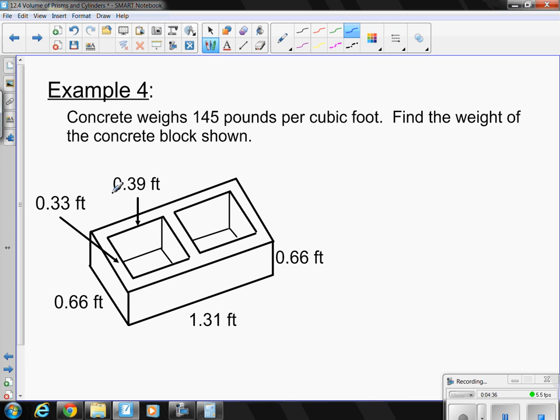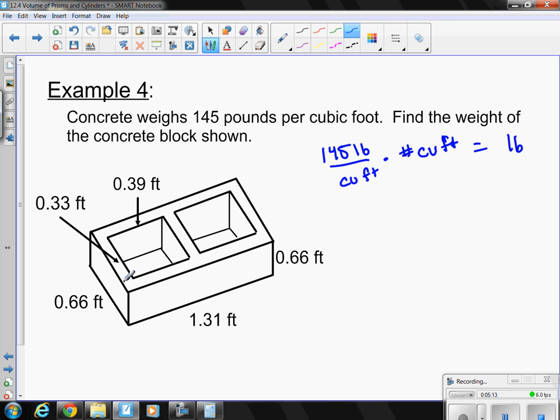The last example, we want to find the weight of this concrete block. So since it's 145 pounds per cubic foot, I need to multiply this by the number of cubic feet to get an answer of pounds. Right? My cubic feet will cancel and I'll be left with pounds. So what is the volume of this concrete block?